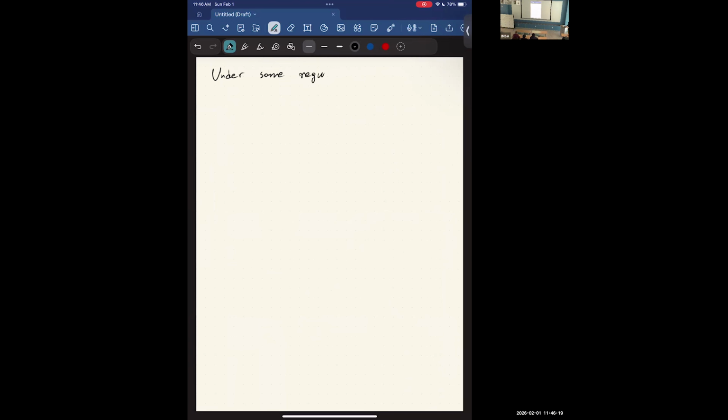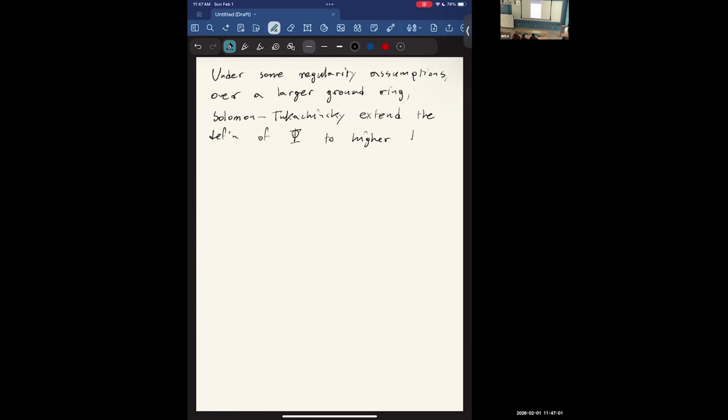So what I want to say next is that under some regularity assumptions, and replacing the Novikov field with some larger ground ring, Solomon and Tukachinsky extend the definition of phi to higher dimensions, and M possibly non-Calabi-Yau.